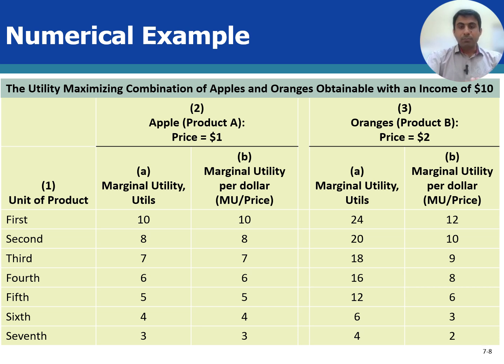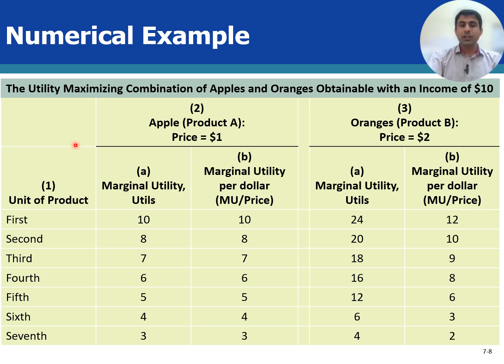The price per apple is $1. That's product A, and the price per orange is $2. That's product B. First we need to calculate the marginal utility per dollar for both products. In the first column we have the number of units: first apple or first orange, second apple or second orange, third apple or third orange, and so on. Then we have the two products. First we have the apple.